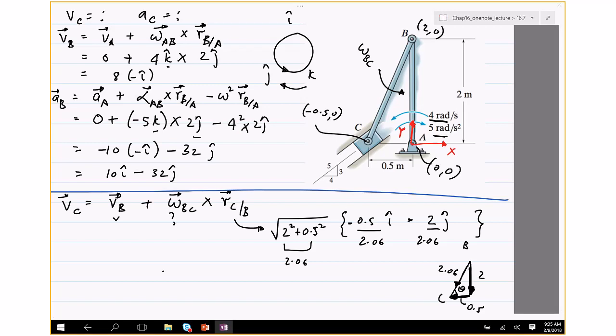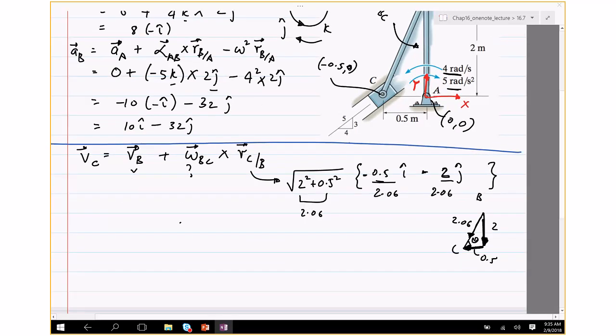How do you find the vector? It's position of C minus position of B. So the Y component will be 0 minus 0, it should be 0, 2. So in order to find this, it's going to be 0 minus 2, so that's the 2 over here, and minus 0.5 minus 0, so that's going to be the other one. There are 2 ways to do it, whichever you prefer.